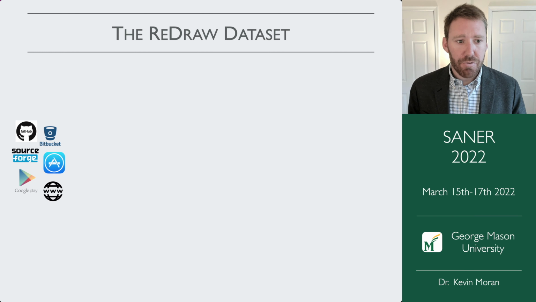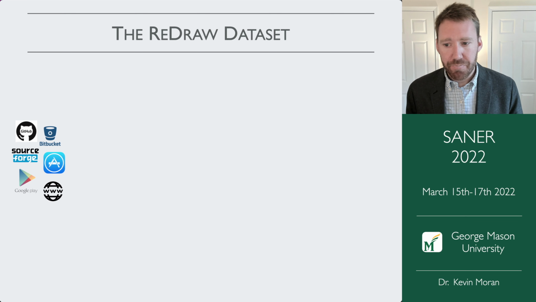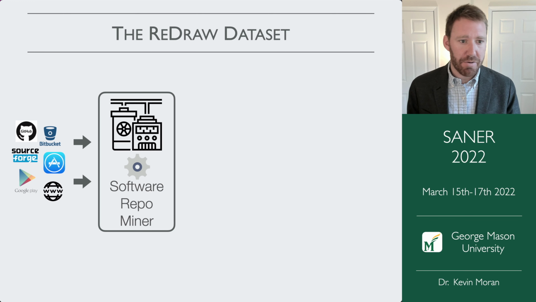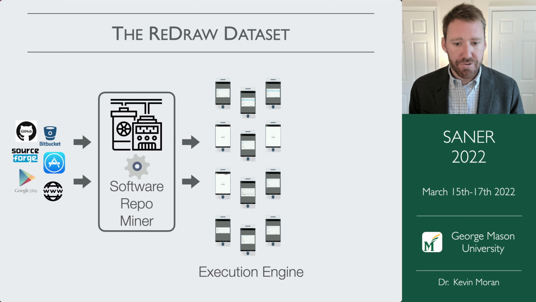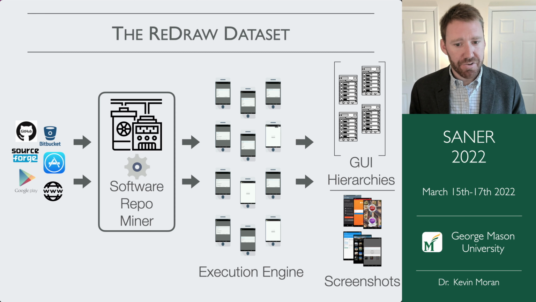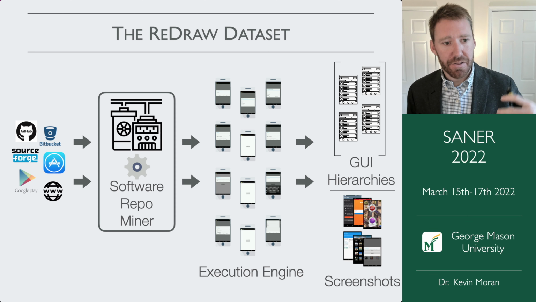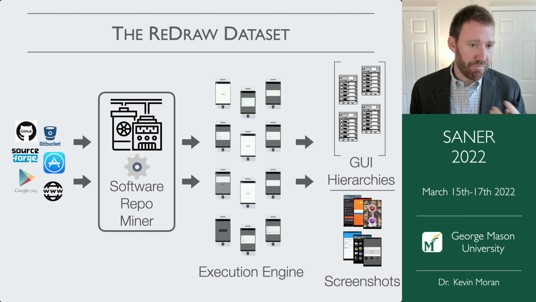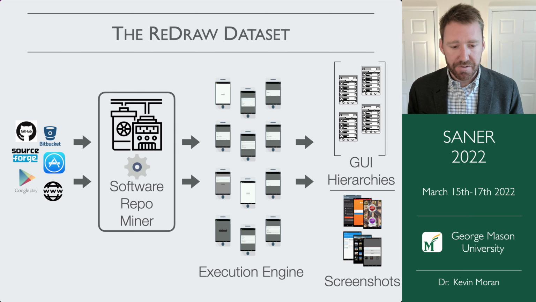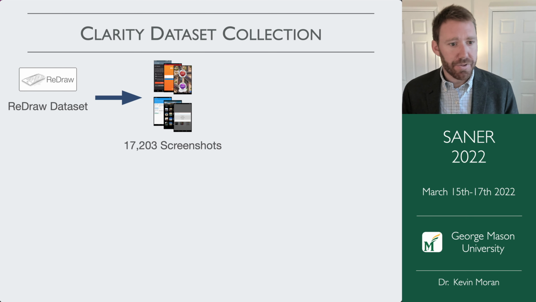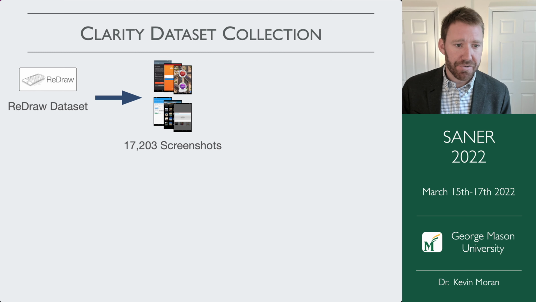To do this, we needed a place to start. We needed a large number of screenshots. So we took advantage of the ReDraw dataset. This dataset was essentially mined from different software repositories, where an automated mining infrastructure was set up to download Android applications and then automatically execute them on an execution engine. As these applications were being executed, screenshots and metadata that delineate the hierarchy of the different GUI components and some positional and other attributes about them were mined during this process. So we took this ReDraw dataset, which contains 17,203 screenshots and also corresponding metadata for each of those screenshots.